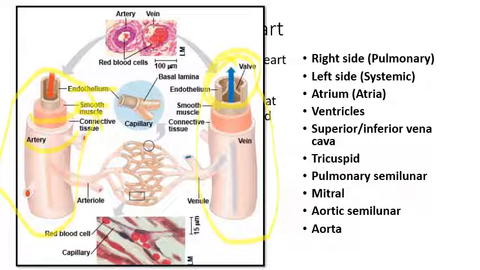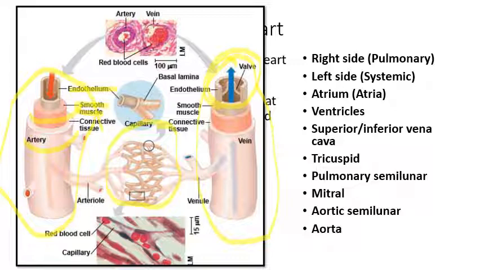Okay, so the main differences between arteries and veins are that the arteries have a thicker layer of smooth muscle and a thicker layer of connective tissue, and they do not have valves. They're not necessary because the blood is traveling at very high pressure in the right direction. After the blood travels through the capillaries, the pressure disappears. So when the blood is traveling through a vein, you don't need a thick layer of smooth muscle or connective tissue, but you do need valves to make sure that this low pressure blood is traveling in the right direction to get back to the heart.